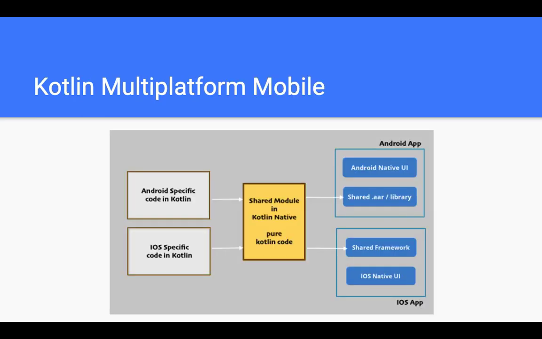In KMM, we have a shared module which has common code for business logic. This code may or may not have OS specific code. This shared module will be converted into an Android library, an AAR file, or a framework for iOS. UI is completely native in KMM. Android code uses the library module and native UI to make the Android app, and iOS code uses the framework generated from the shared module and native UI to develop the iOS app.